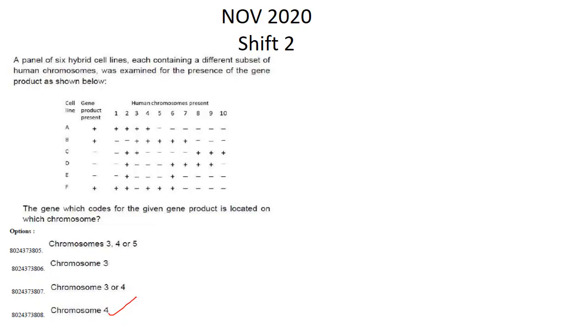So coming to the year November 2020, shift 2.